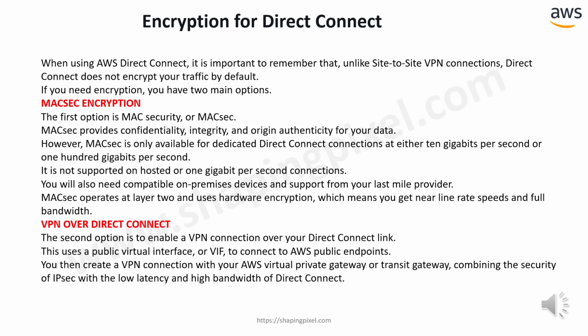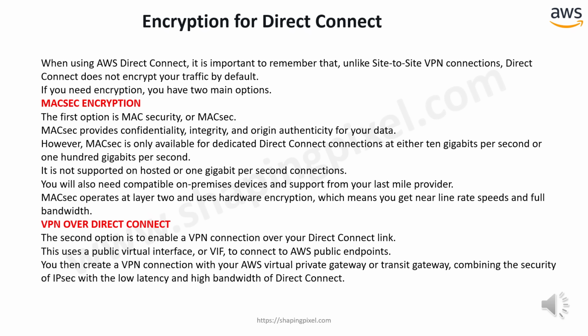When using AWS Direct Connect, it is important to remember that, unlike site-to-site VPN connections, Direct Connect does not encrypt your traffic by default. If you need encryption, you have two main options. The first option is MACsec, or MAC Security. MACsec provides confidentiality, integrity, and origin authenticity for your data.